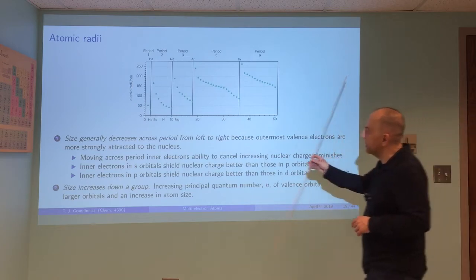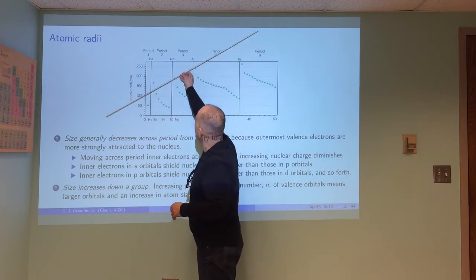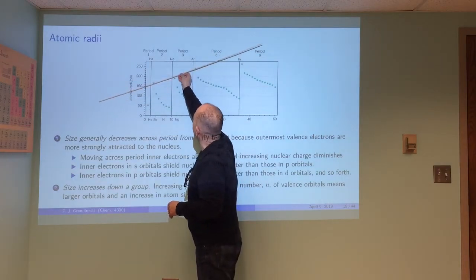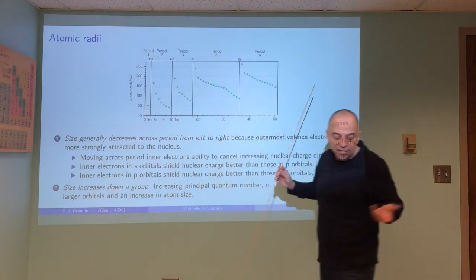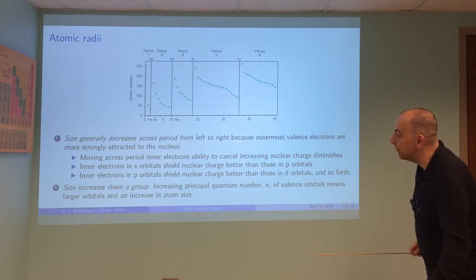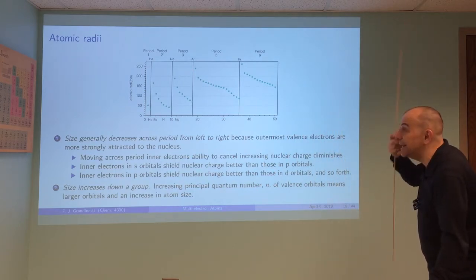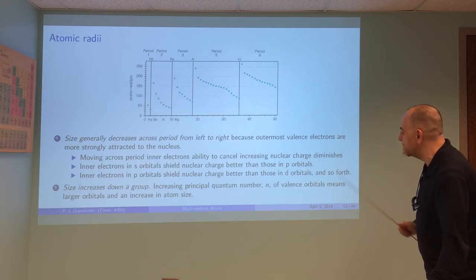And of course, you also see that as you move down a group, like from lithium to sodium to potassium, it increases, but that should make sense. You're just adding more and more electrons, and n is increasing in those outermost ones, and it's just further out in orbital size, which we saw. Okay.